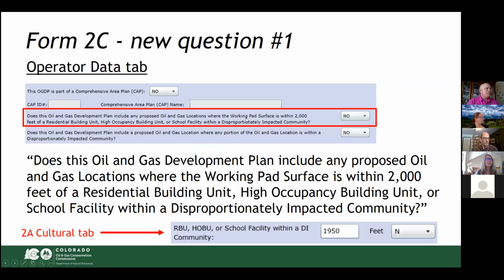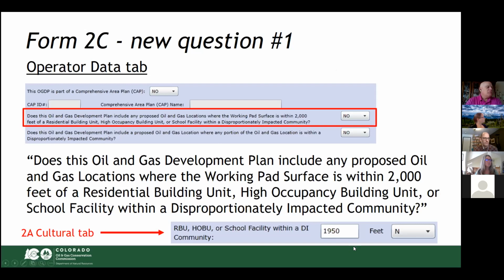So what does that look like? On the Form 2C, on the Operator Data tab, which is the first tab on the form, there is a spot there for the CAP ID number, Comprehensive Area Plan number and name. We've added the two new questions just underneath that, so they should be pretty easy for you to find.